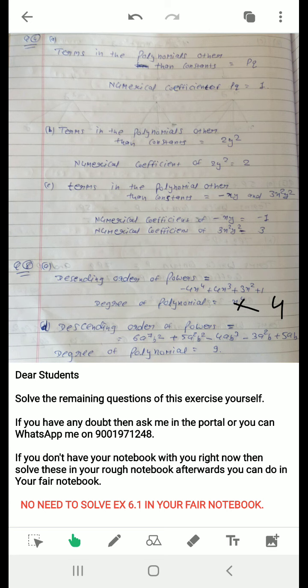Okay. So dear students, solve the remaining questions of this exercise. And if you have any doubt, then ask me on the portal or you can WhatsApp me. If you don't have your notebooks now, maybe your notebooks are submitted in the school. So do your work in your rough notebooks. Afterwards, whenever you get your notebooks, you can do it in your fair notebook. Okay. And still if you have doubt, you can ask me again.